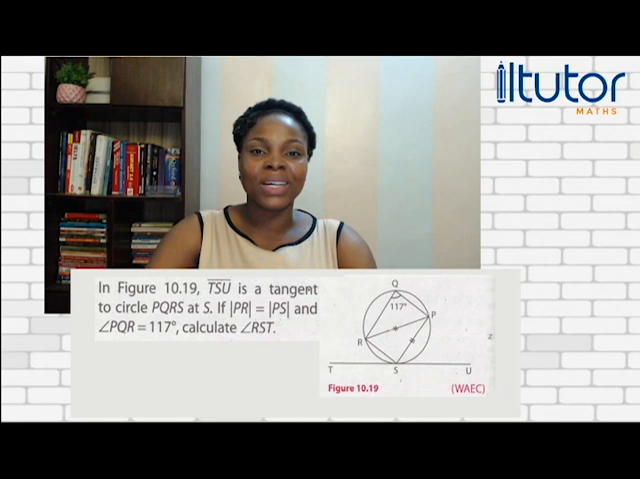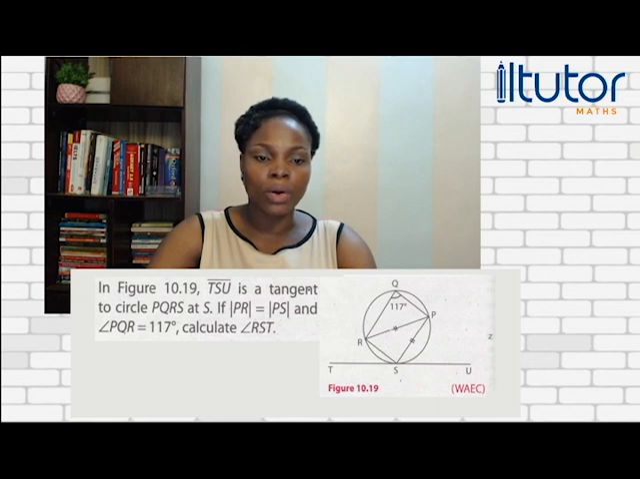This question is on page 163 of Functional Mathematics for Senior Secondary Schools, Book 2 by TMR Zero et al. The question says in figure 10.19, line TSU is a tangent to circle PQRS at S. If line PR is equal to line PS and angle PQR is equal to 107 degrees, calculate angle RST.